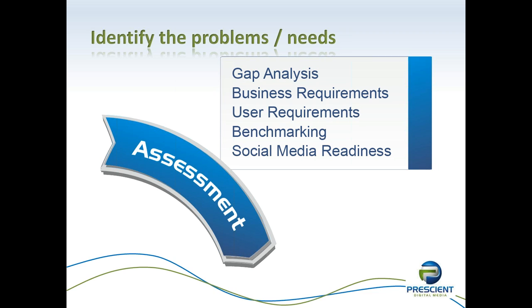What do we have today? What do we want in the future? What do we need to get there? Business requirements. What does senior management want and expect of us as an organization? From a communications standpoint, from a business process standpoint, what do they expect the intranet to accomplish to address communications, collaborations, business process drivers? And then the end user.